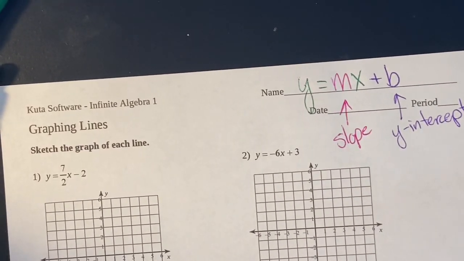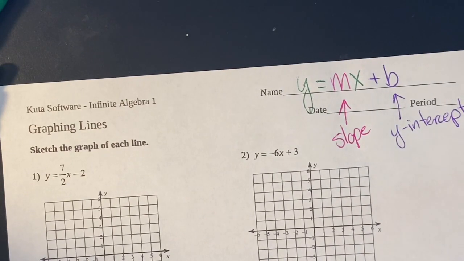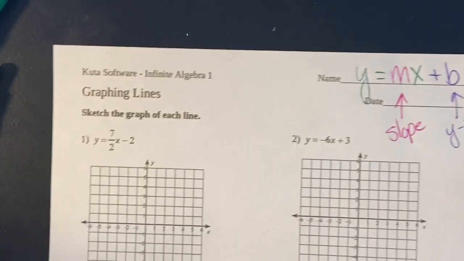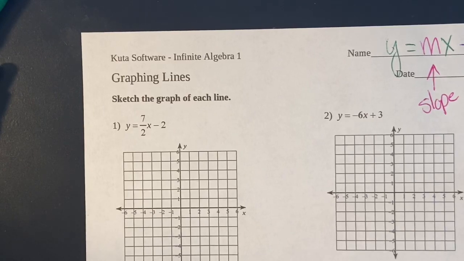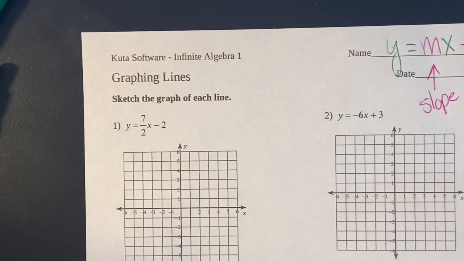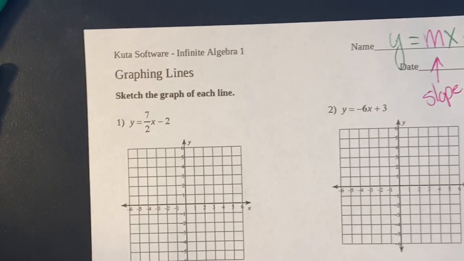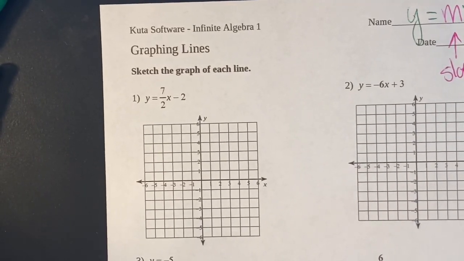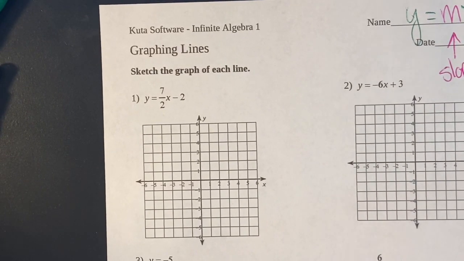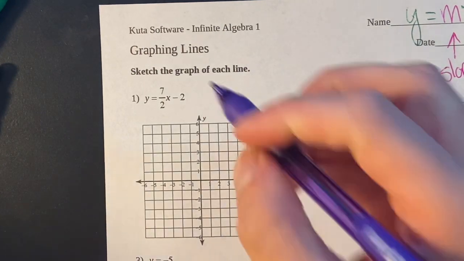So as we do this problem, what we're going to have to do is understand that I need y all by itself, and I need to find out what my slope and y-intercept is. So this first page is going to be light, not hard. Second page is going to be a little bit worse, but that's all right.